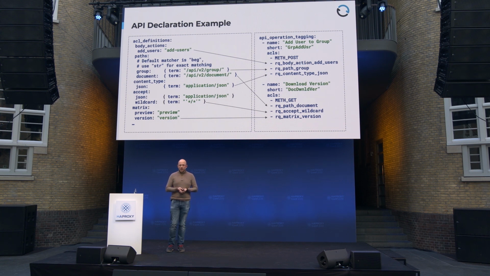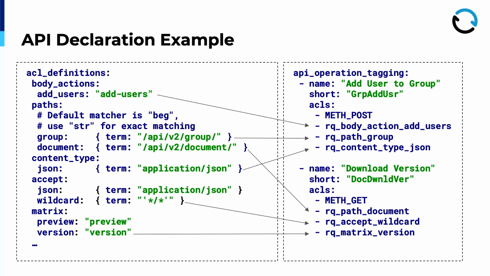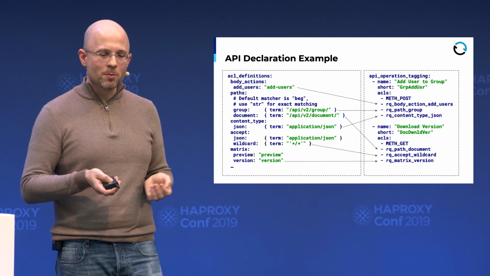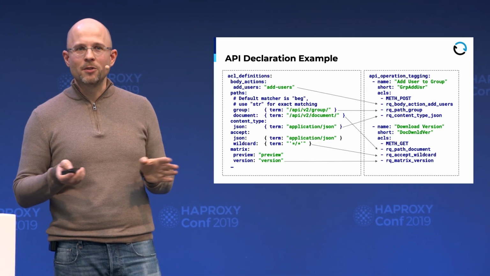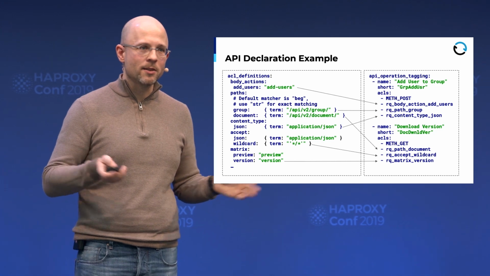Second example, very, very similar, just in this case it's a GET request and it goes to a different path and it has a different combination of things. So in the final file there will be lots and lots of these for all the operations, but you can declare that without having any knowledge of what HAProxy ACLs look like and how they work.